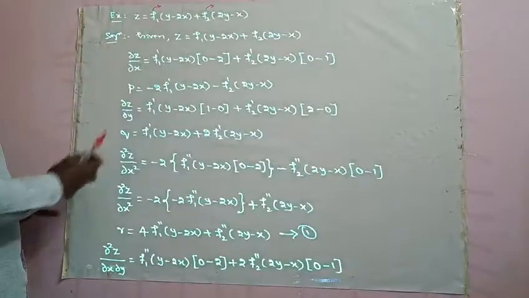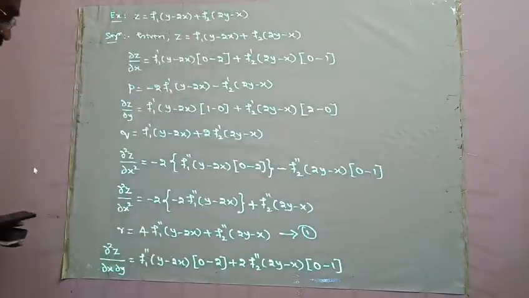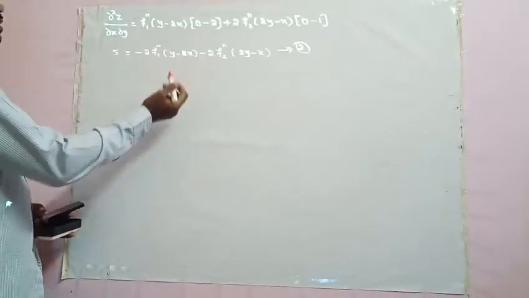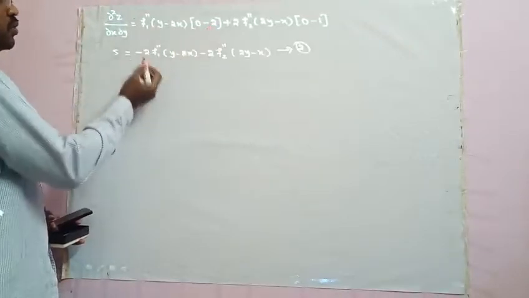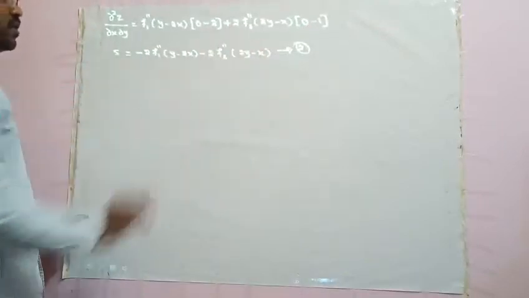Let us write the next step. After multiplying this minus 2 here and this minus with this plus, you will get minus. Call it as equation number 2.